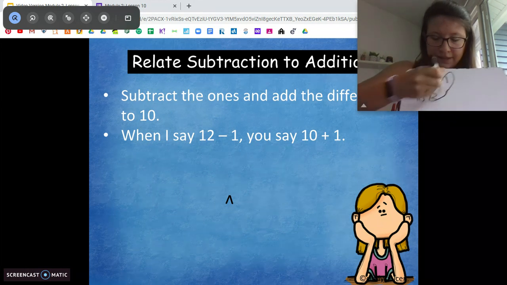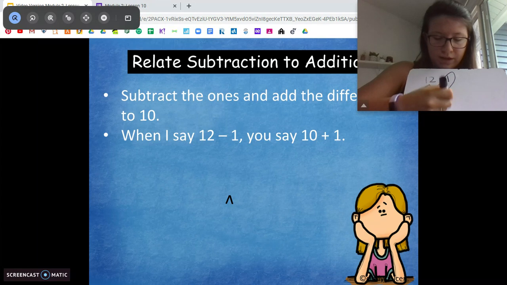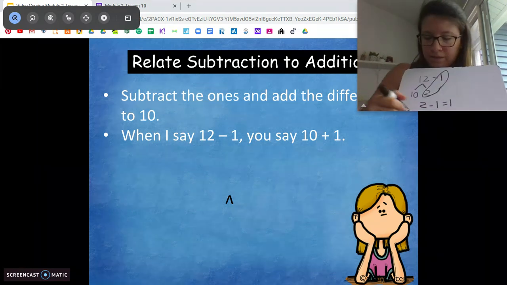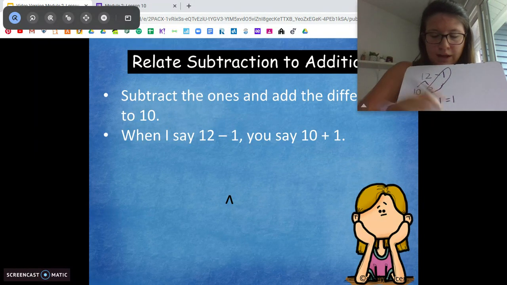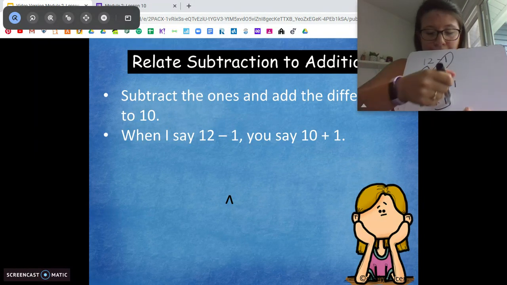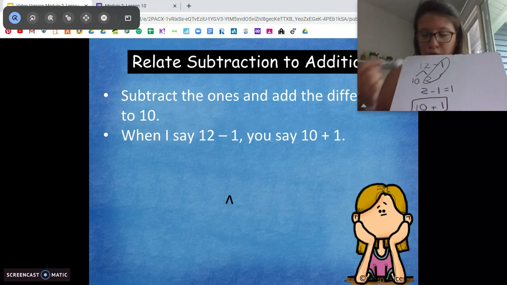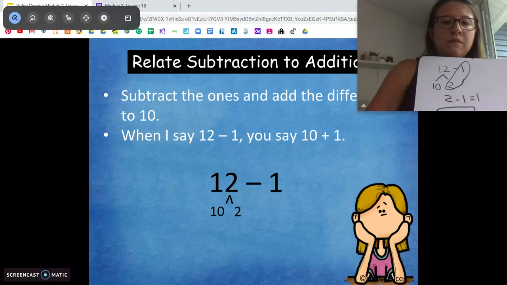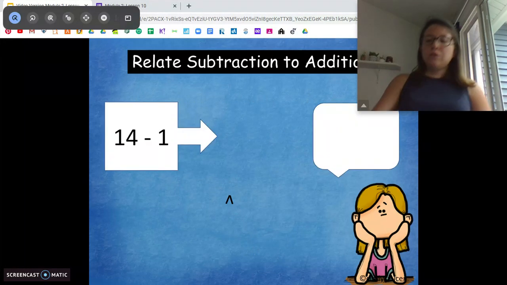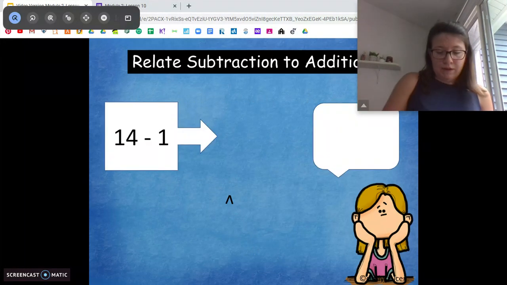Then I'm going to take this and I'm going to subtract. 2 minus 1 equals 1. Now I'm going to take the 1, add it to my 10. So my 10 plus statement, what I want you to tell me back is 10 plus 1. So 12 minus 1 equals 10 plus 1. Okay? And that's just showing you that there. So let's do one more together, and I'm going to have you do the rest on your own.